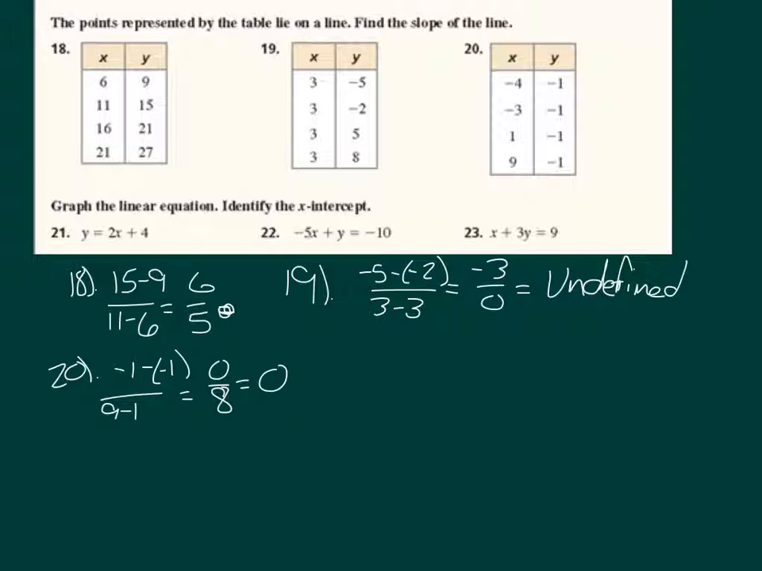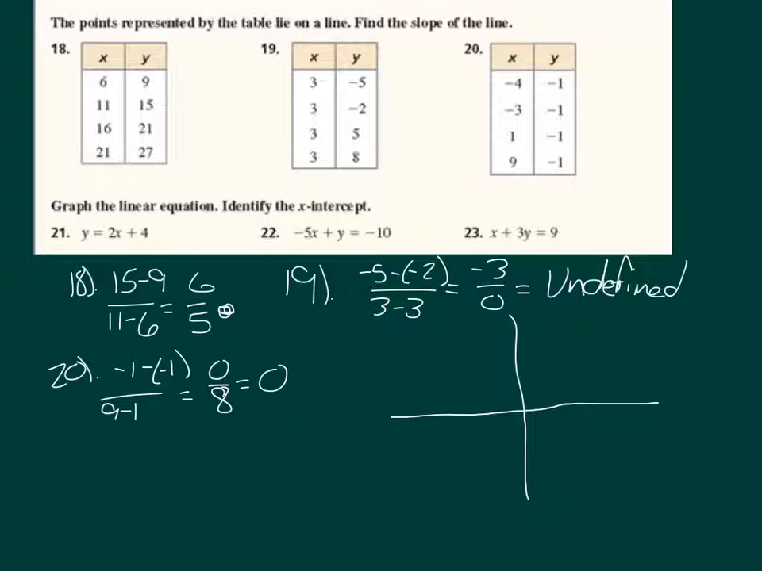Numbers 21 through 23, these are graphing, so again, I don't have a ton of room here. What I'll end up doing is probably putting them all on one graph here really quick. But again, you can always look up more videos on graphing lines and slope-intercept form after this video if you still don't quite get it.